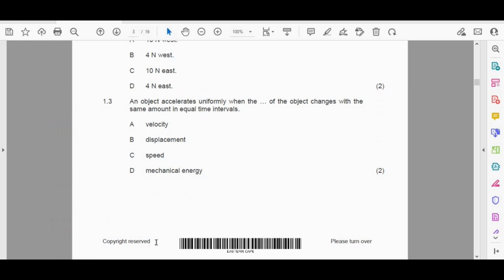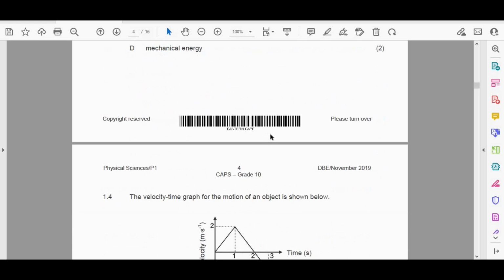So let's read that with option A. An object accelerates uniformly when the velocity of the object changes with the same amount in equal time intervals. Remember, acceleration is the change in velocity over the change in time.